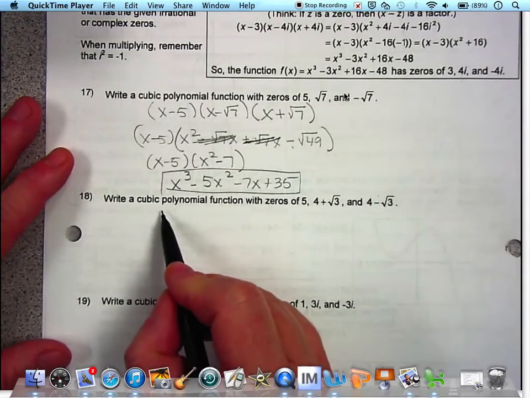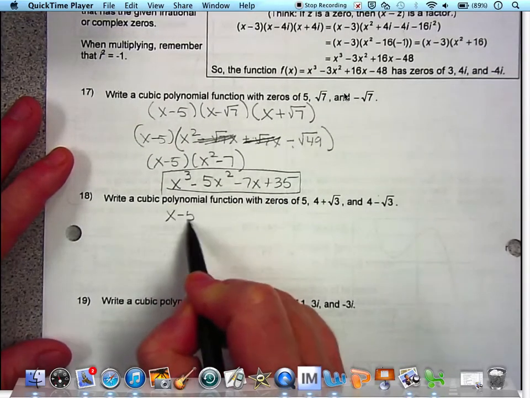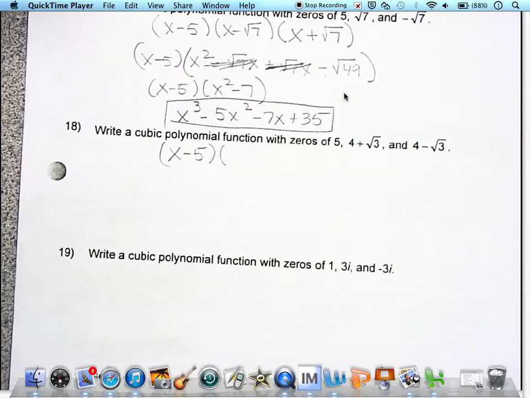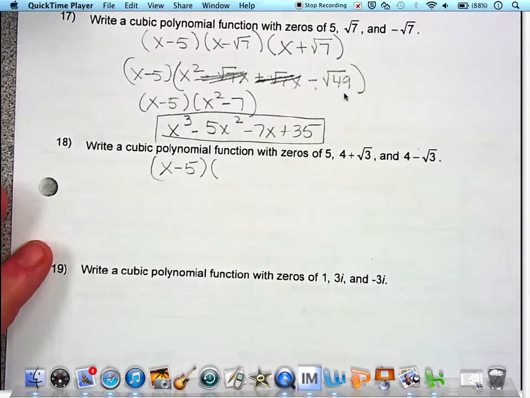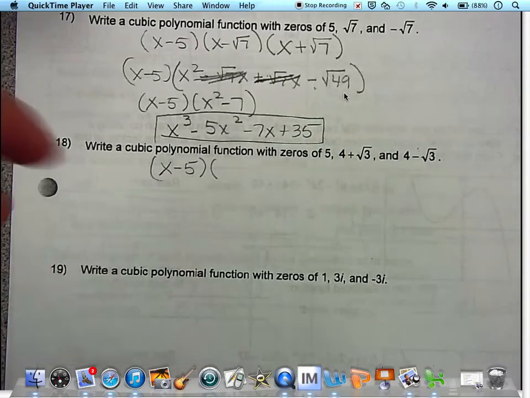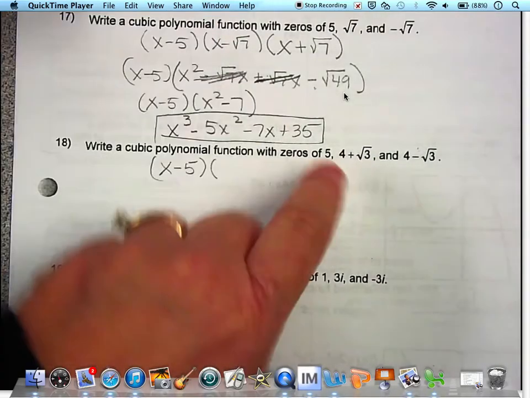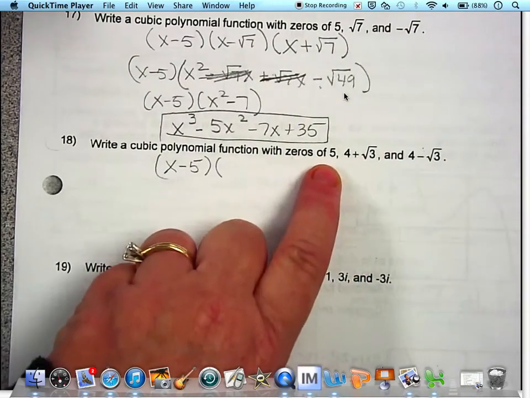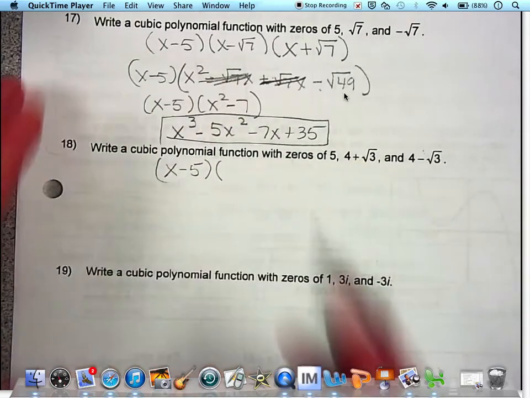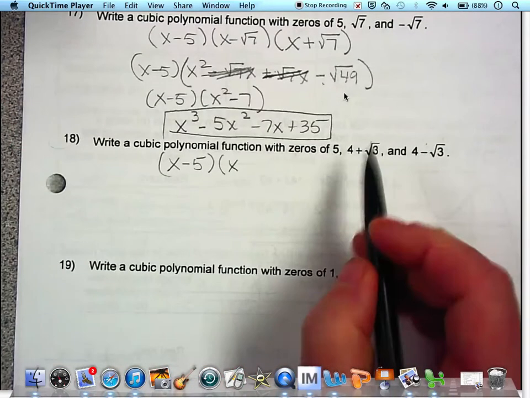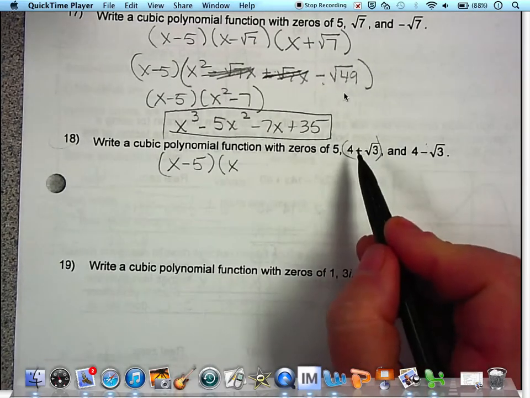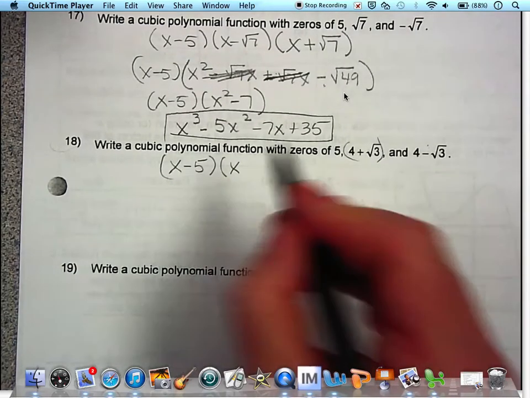Maybe the key's wrong. Since it's a plus and then a minus, wouldn't you have to use the formula? No, you're just making factors and multiplying them out, because you're trying to find a polynomial function that has these zeros. The factor for 5 would be x minus 5. The factor for this one would be x minus this whole thing: x minus negative 4 minus square root of 3.